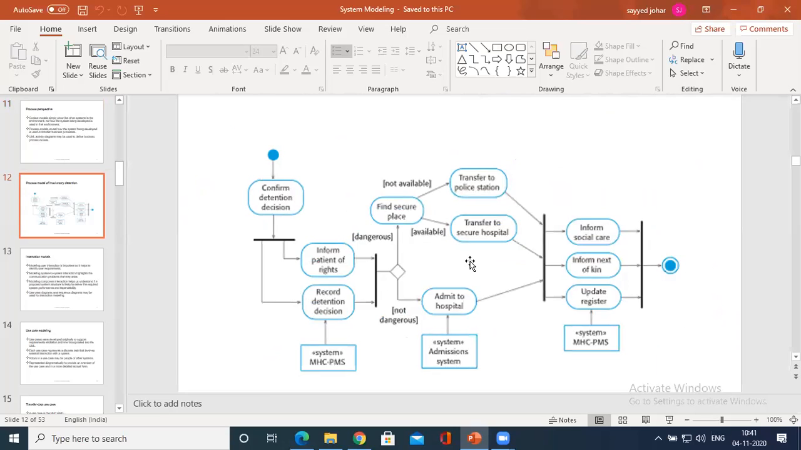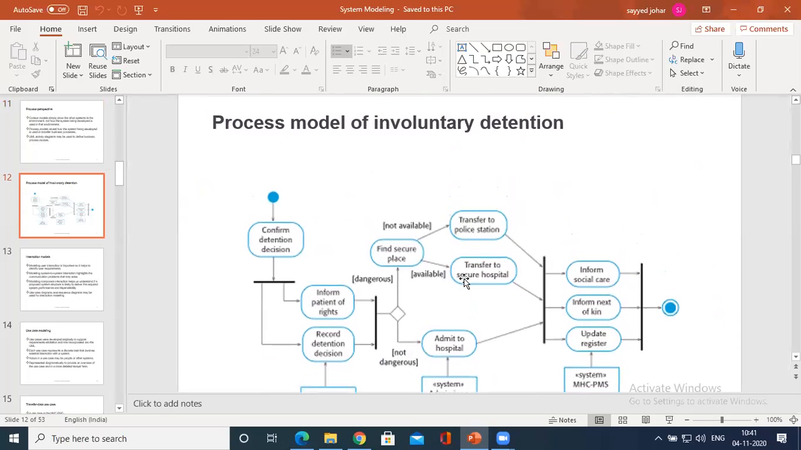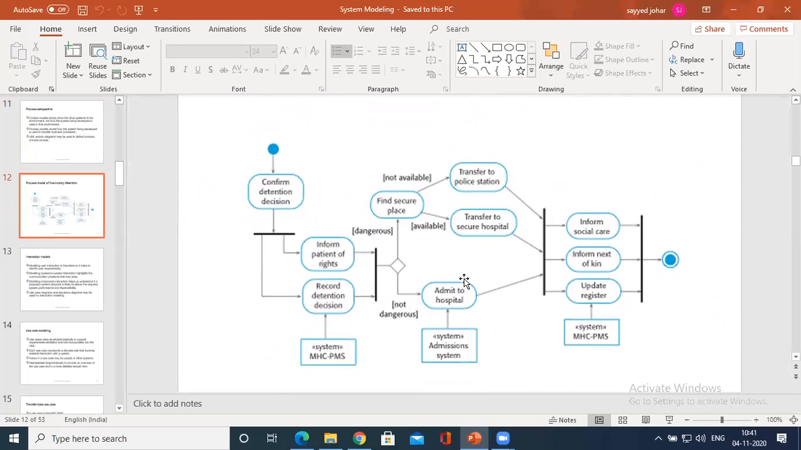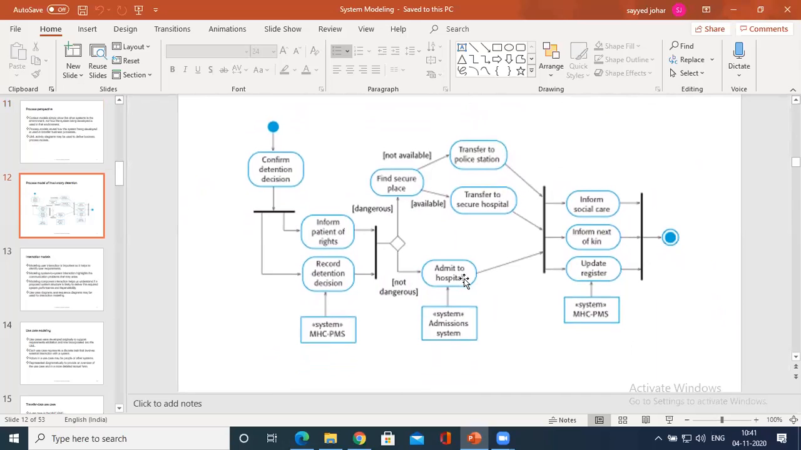Altogether, this is an activity diagram process model of involuntary detention. That is based on the MSC PMS system only. Again, what is the system here? MSC PMS. All right. So where are the decisions being made? This dark bar, placed vertically. Here the decisions are made.